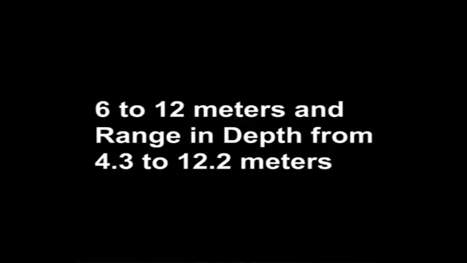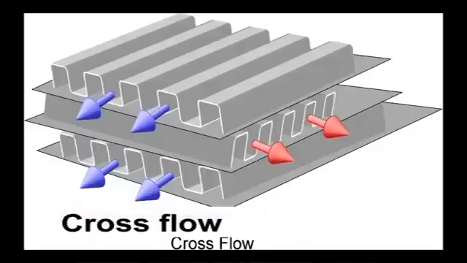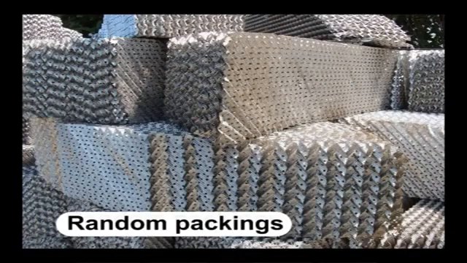Packed plastic filters, also called biotowers, on the other hand, are smaller in diameter, varying from 6 to 12 meters, and range in depth from 4.3 to 12.2 meters. These filters look more like towers with the media in various configurations, for example vertical flow, cross flow, or various random packings. Research has shown that cross flow media may offer better flow distribution than other media, especially at low organic loads.